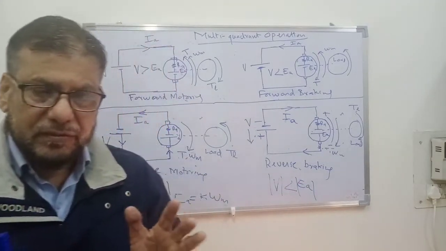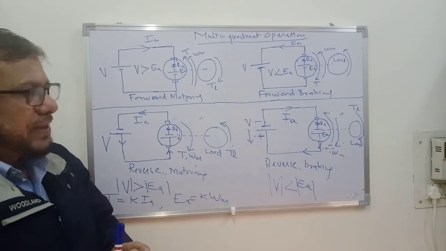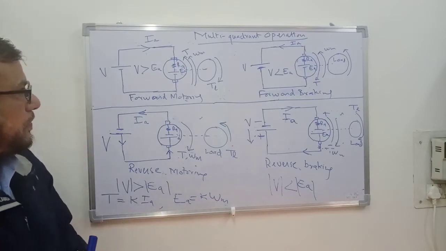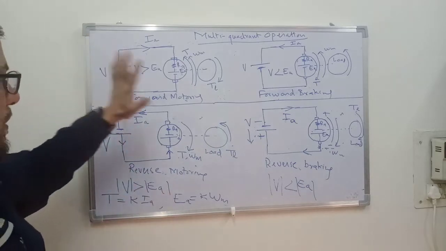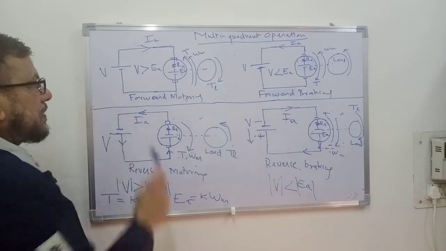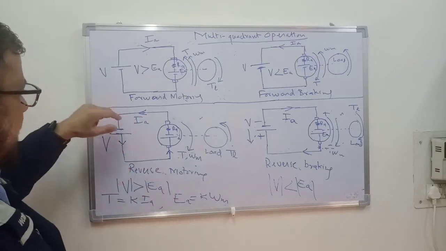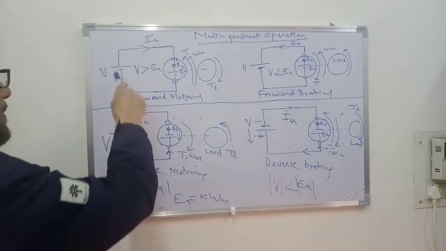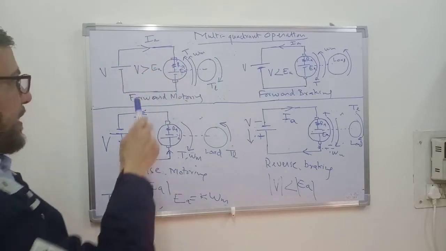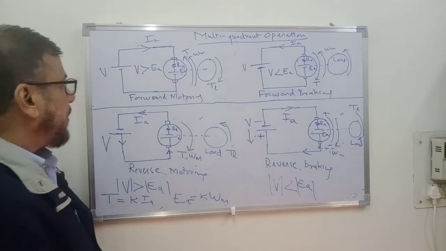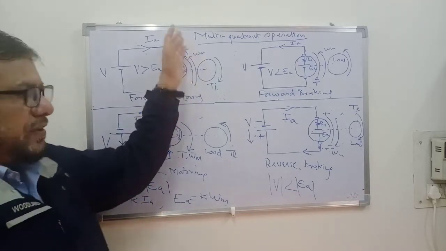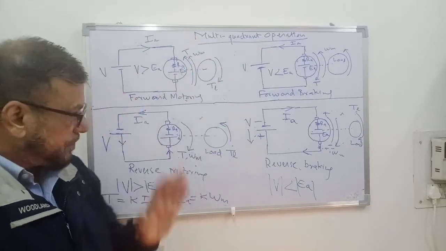Now the various modes of operation can be explained with the help of operation of a DC motor. So suppose this is a DC motor, armature, supply voltage is V. We give supply to the motor, it causes current to flow, and that causes production of some torque, and because of that torque, motor starts rotating in the forward direction.